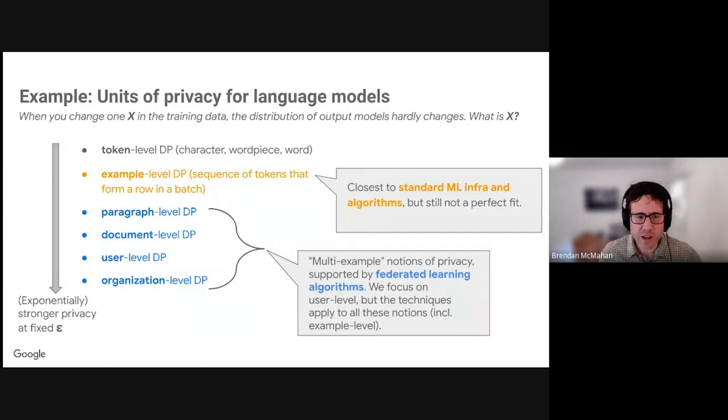So I think that the most useful semantic units of privacy for language models would be things like paragraph level DP, document level DP, user level DP, and so on. And conveniently, federated learning algorithms are very well suited to providing these multiple example notions of privacy, because they can process all of the training examples from one unit together and therefore bound the influence of that whole set of examples on the overall model. So we focus in particular on user level privacy because I think that's often the most important notion, but I think the techniques extend to these other multi-example units of privacy as well.